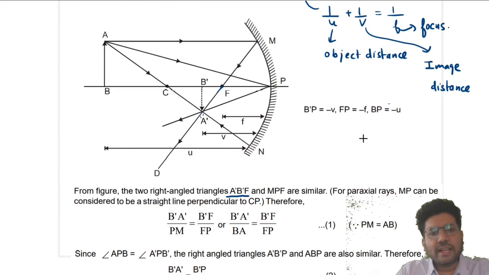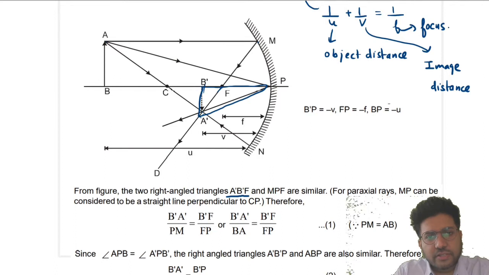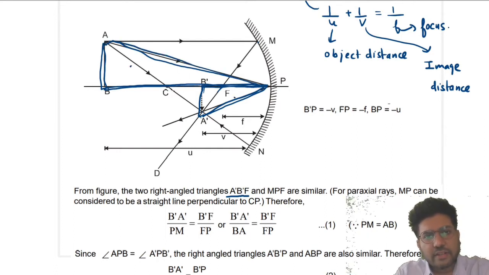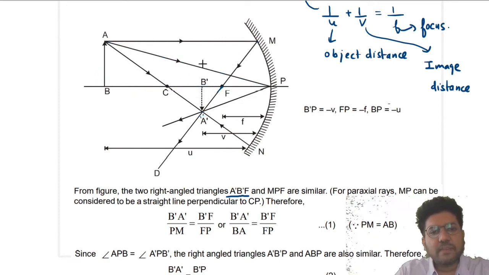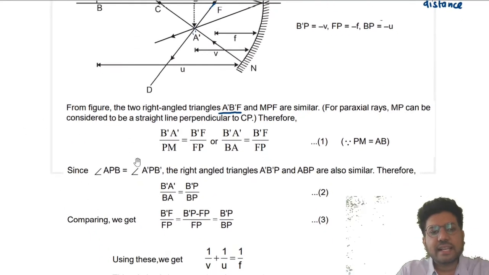One more triangle that we can see here is APB and A dash B dash P. This triangle and this triangle are also similar. That means again the ratio of sides has to be the same. So this time, A dash B dash by AB is equal to B dash P by BP. This is the second relation.